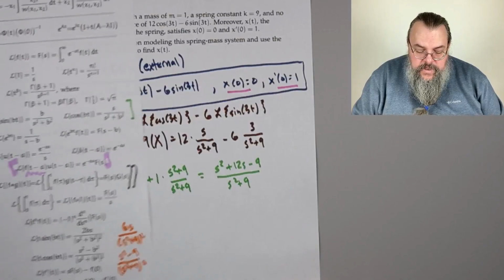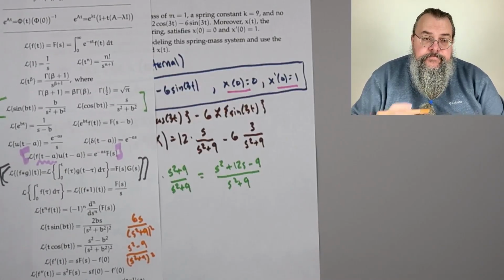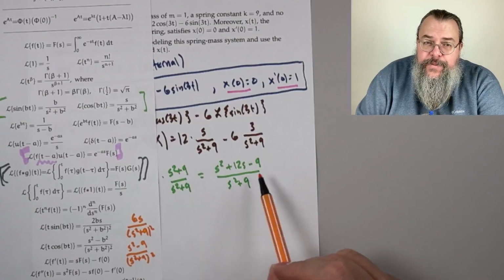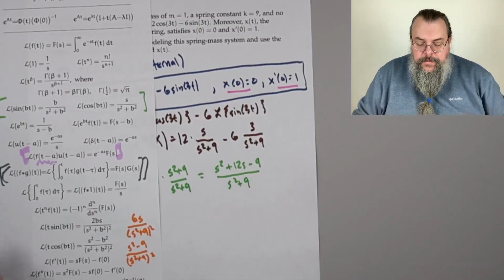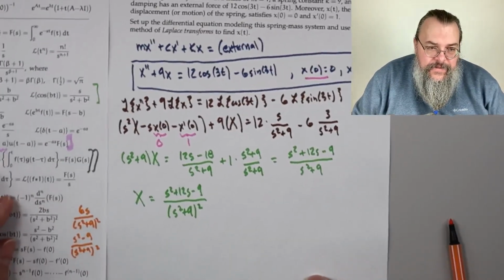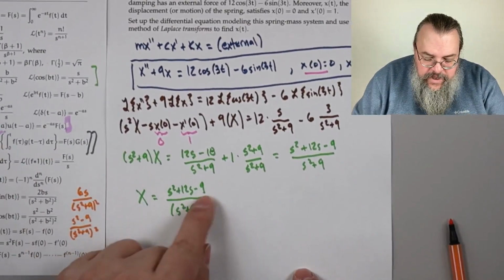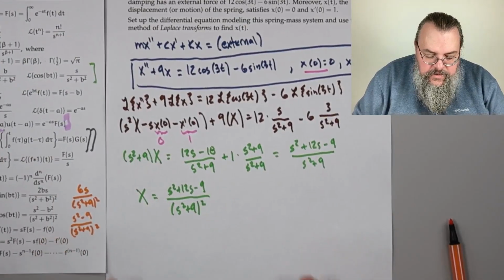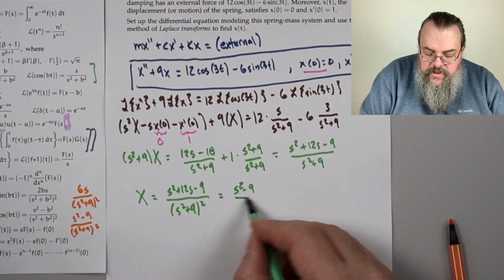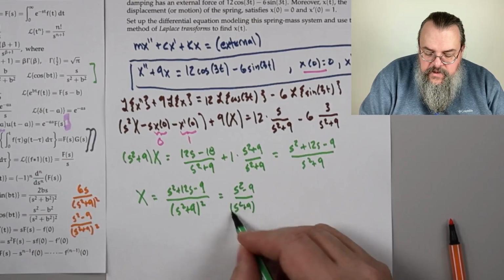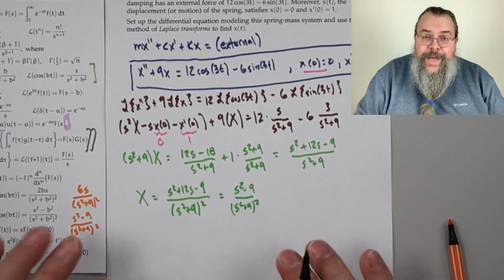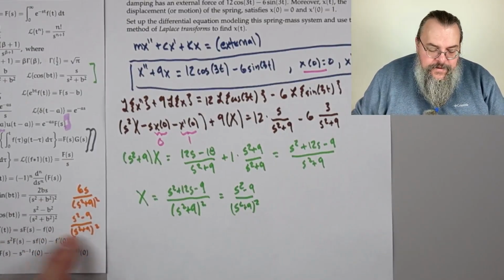Okay, so looking at that, we definitely have an s squared minus 9 going there. Whoops, I should have been looking here. Sorry about that. We definitely have an s squared minus 9 going here. And so, let's pull that off. So s squared minus 9 over s squared plus 9 squared. That's perfect. Exactly what we want, because that's the formula.